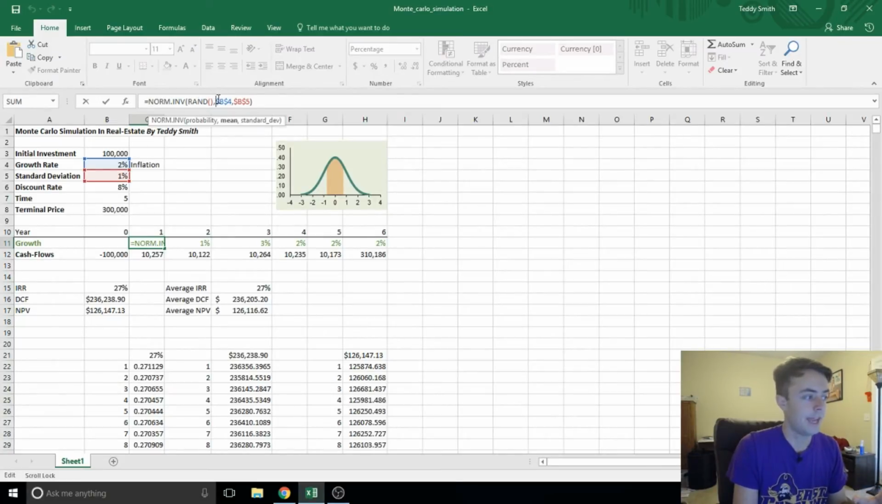And right here we have the mean. And the mean is essentially what this is right here. In this graph, it's a 0. Our mean is going to be 2%.